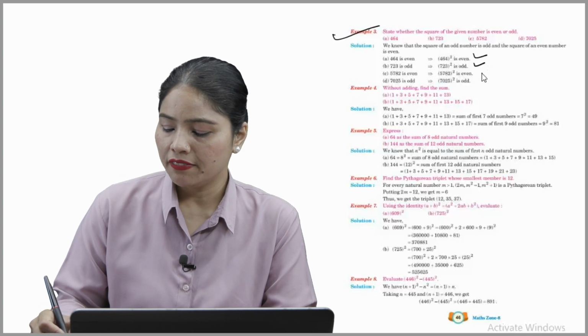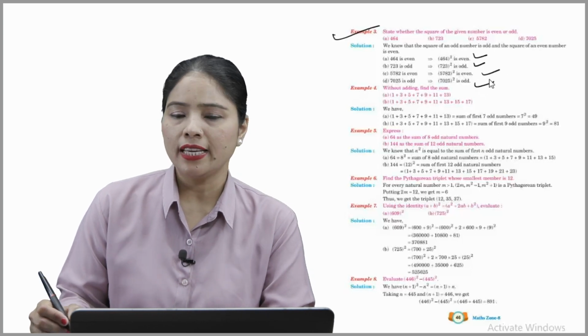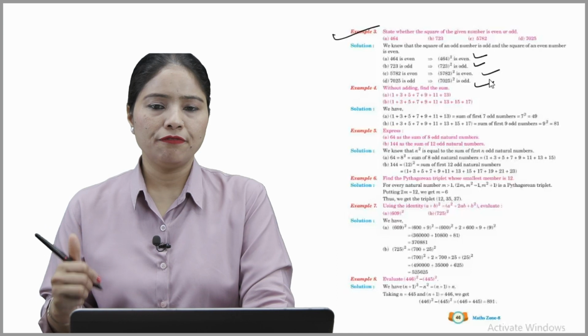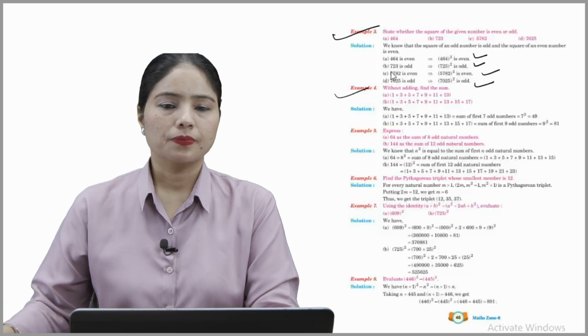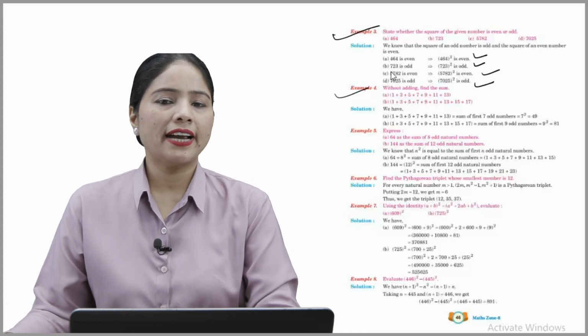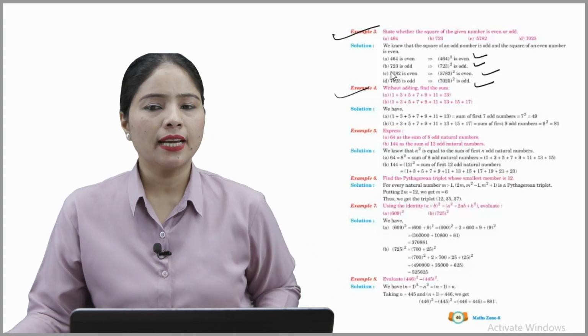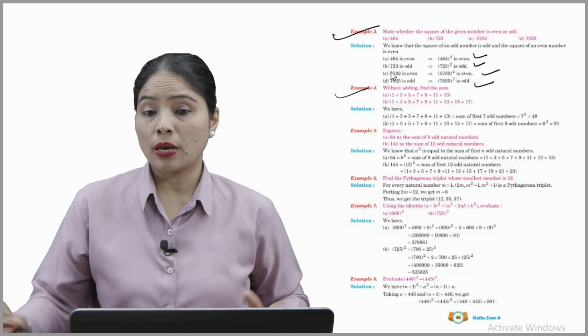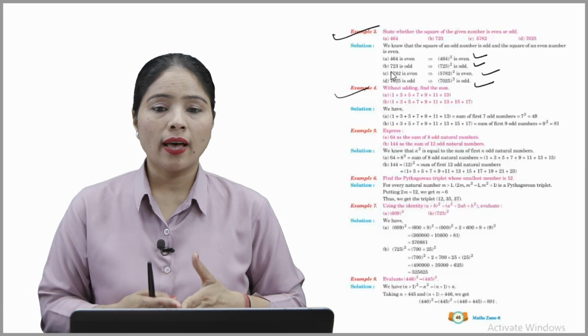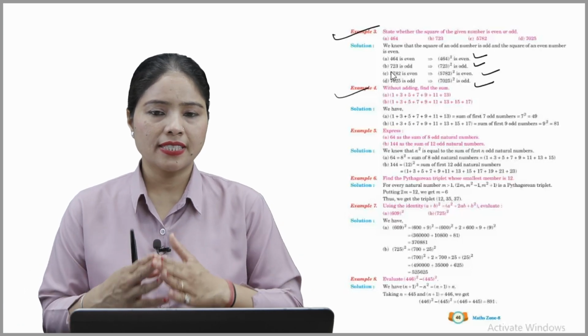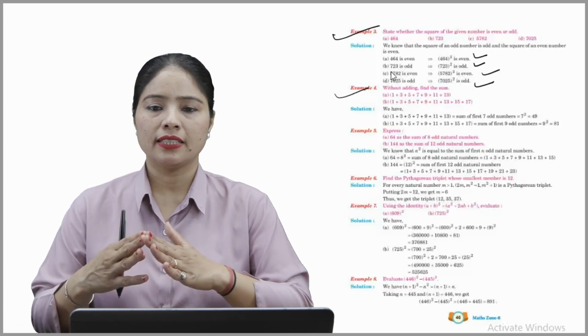Similarly, this one even and that one odd beta. It's very easy. Now example 4. Without adding find the sum. अब ऐड नहीं करना है बट इसका सम हमें निकालना है. सो कैसे करेंगे हम इसको? 1, 3, 5, 7, 9, 11 एंड 13.